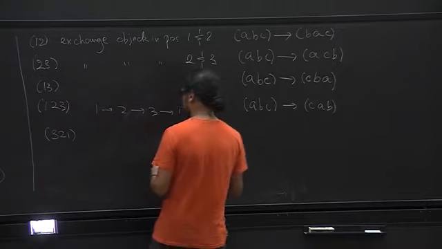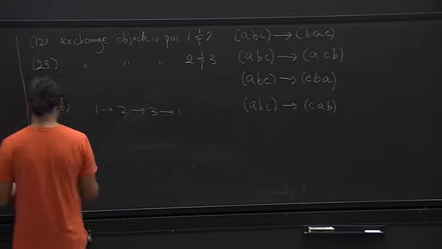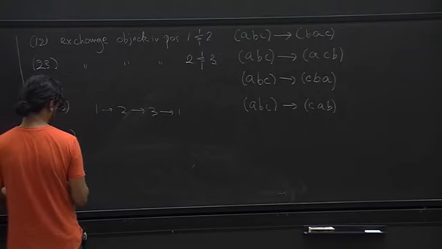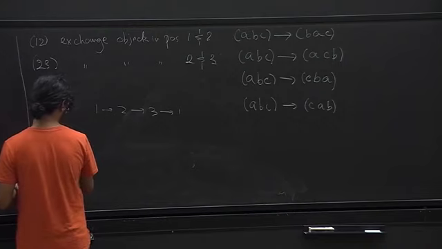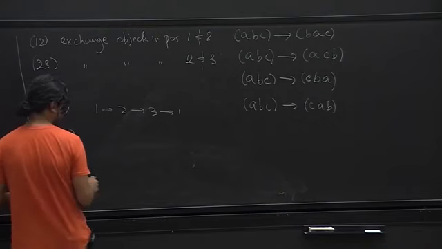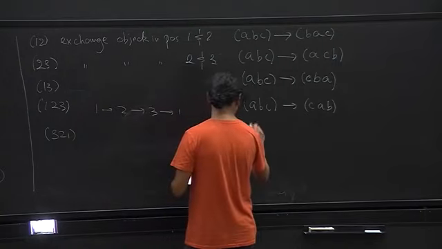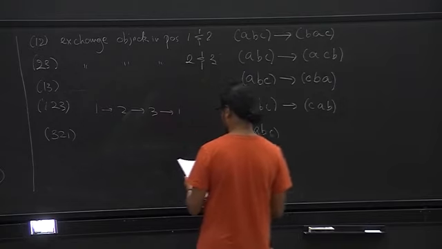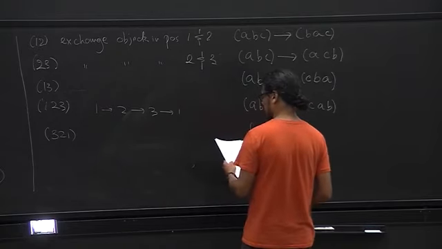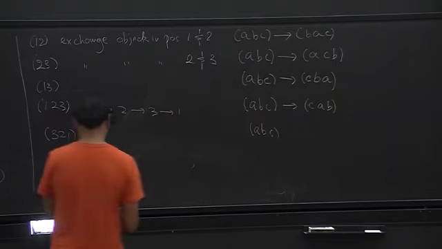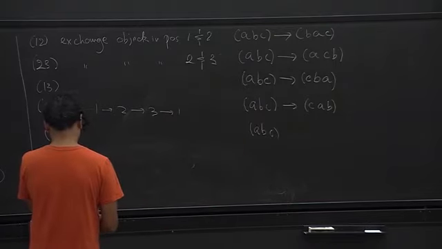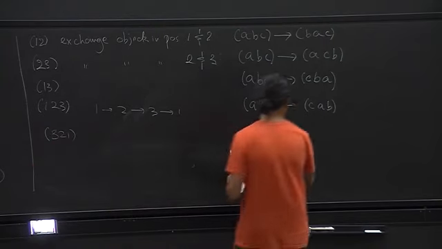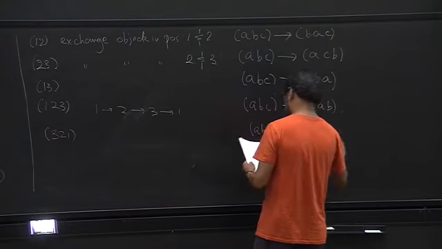And this means that what was in 3, you take it to 2. And what was in 2, you take it to 1. And what was in 1, you take it to 3. And that should give you BCA. Okay.